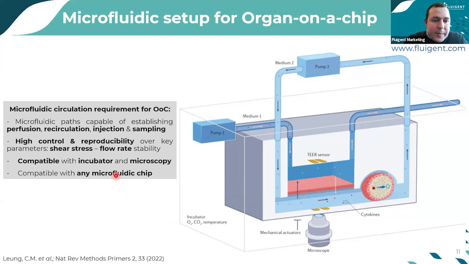The best requirements for the microfluidic circulation would be to have microfluidic paths capable of establishing perfusion, recirculation, injection, sampling, and why not in an automated way in order to make it more practical. Have a high control and reproducibility over key parameters such as the shear stress, the flow rate, and stability, compatible with the incubator and microscopy, and a system that is compatible with any kind of microfluidic chip that can be plugged directly to your microfluidic circuit.